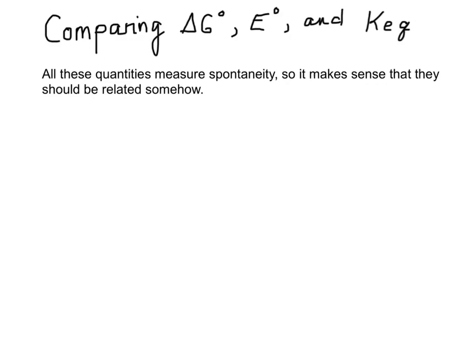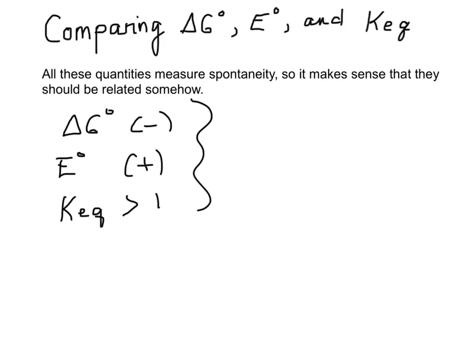So let's compare free energy, standard free energy, the voltage, standard voltage, and equilibrium constant. All of these quantities measure spontaneity, so it makes sense that they should all be related somehow. So remember, if delta G is negative, or if E cell, the voltage of the cell, is positive, or if K eq, the equilibrium constant, is greater than 1, these are all different ways of saying that a reaction is spontaneous.